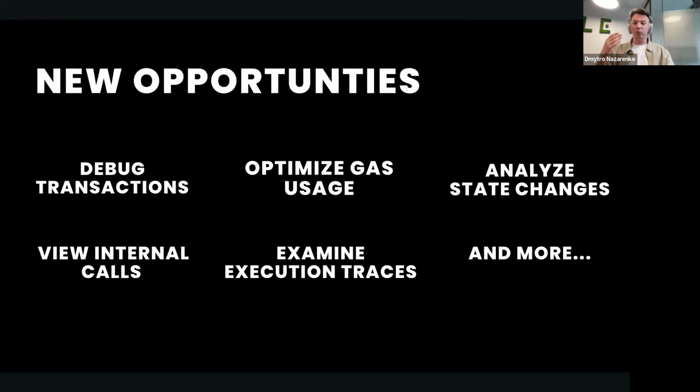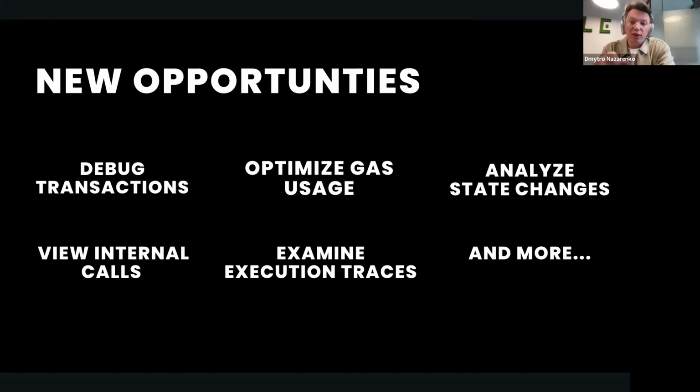Now we can just take a trace of the transaction and see what was wrong and on which step, and so on and so on. Also, we can see all the internal calls of the transaction. For example, if one transaction is trying to interact with other contracts, we will see all this interaction, all this information. Previously, we just saw the regular transaction hash and that's it.